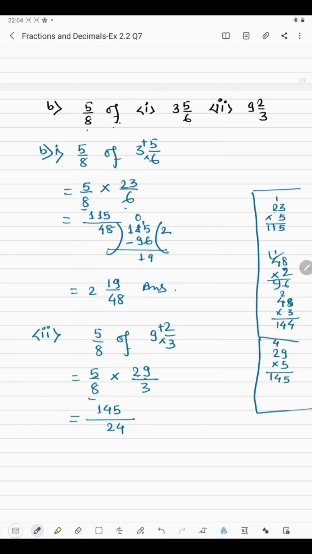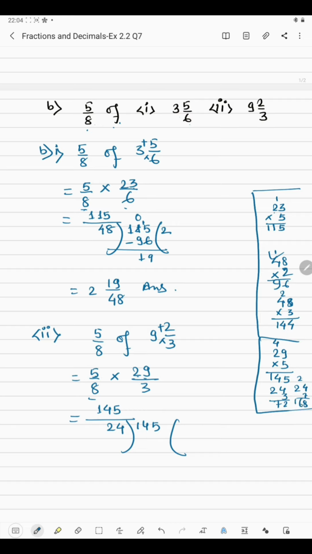Okay, now this is an improper fraction. We will have to convert it into a mixed fraction. So again, 24 2s are 48, 24 3s are 72, then 24 4s are 96, taking 7. Okay, what will be here? 7 4s are 28, 2 carry, 7 2s are 14, 14 plus 2 is 16.